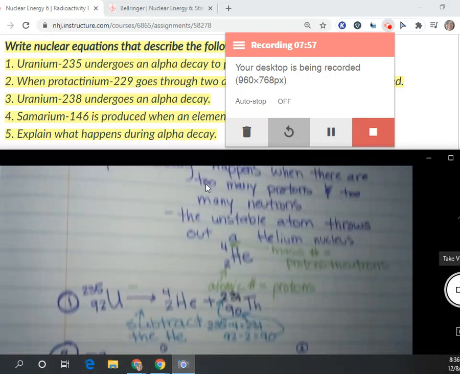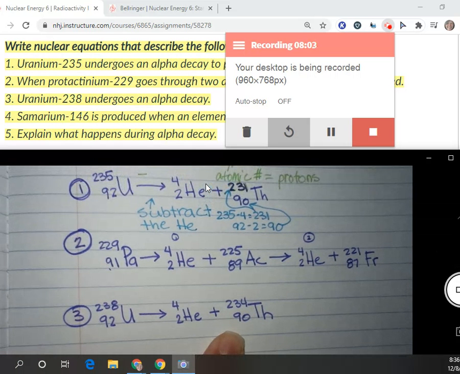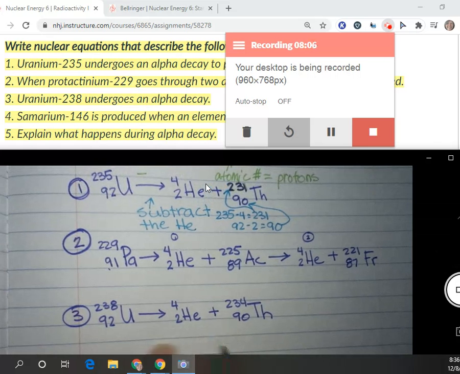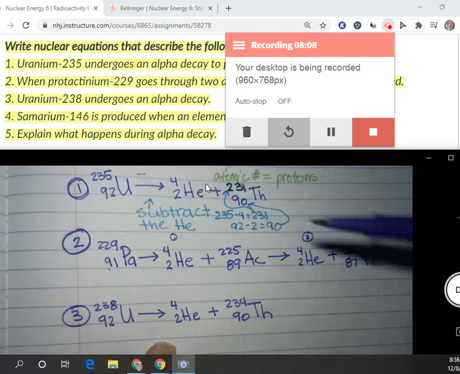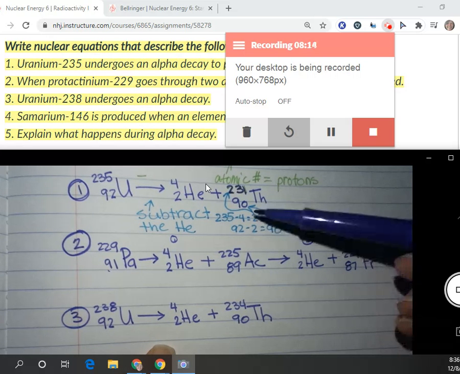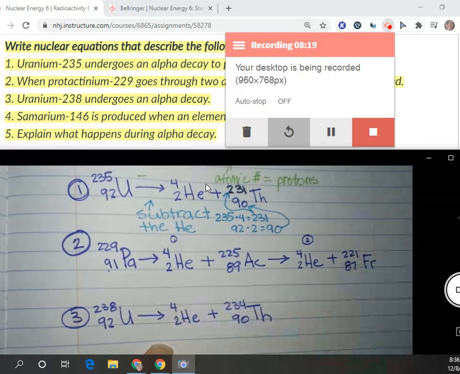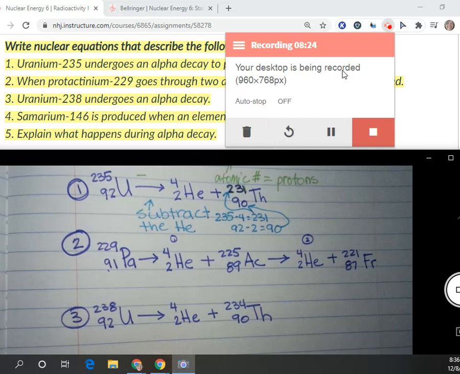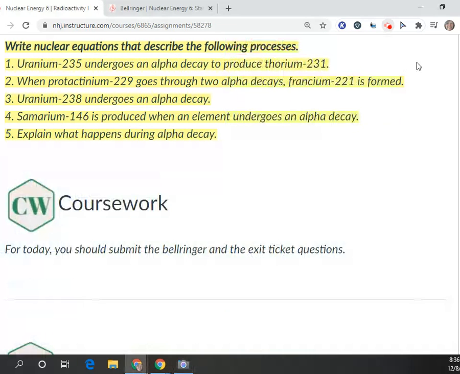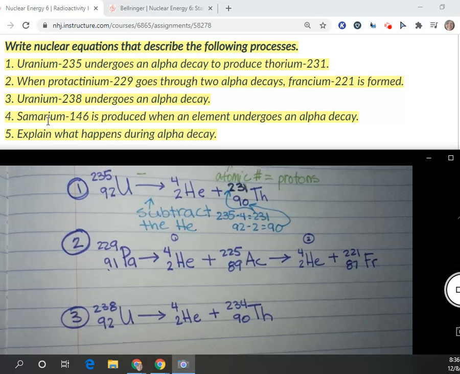All right, so I finished number 3. Is that what you got? Okay. Notice we had 92 minus 2 is still 90. So just like in number 1, we ended up with thorium. But thorium can have different mass numbers, just like uranium had different mass numbers. It ends up differently. All right. I would like for you to go ahead and do number 4 on your own. So you're starting with samarium, and I'll get you started.